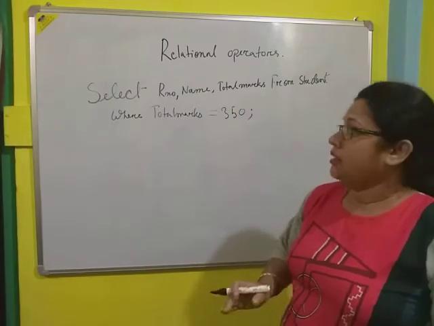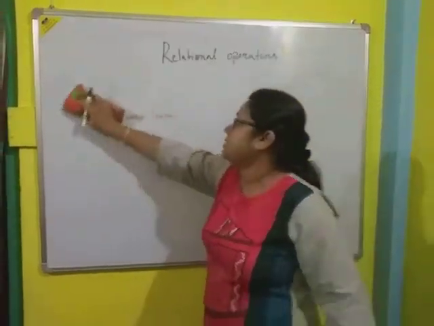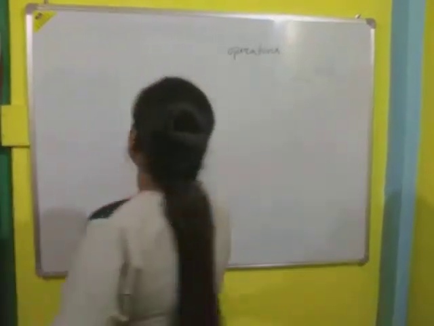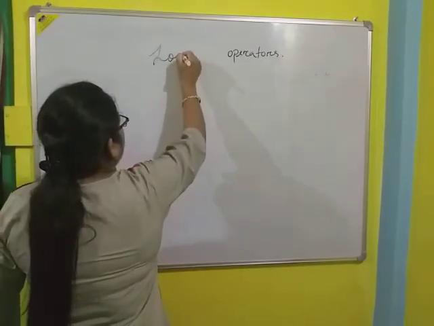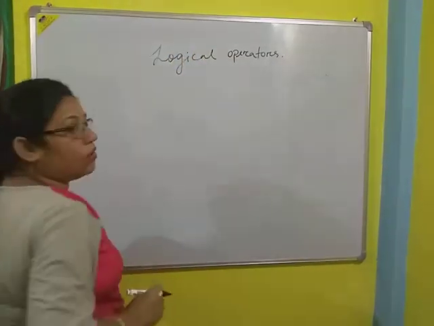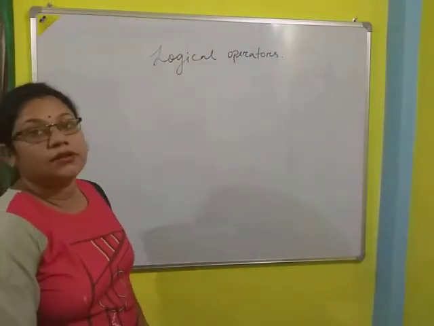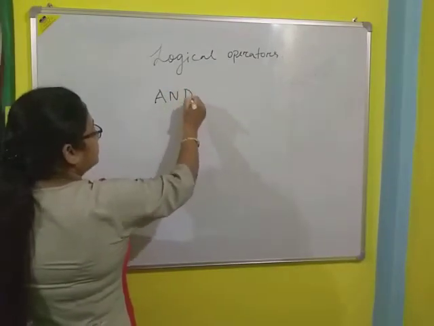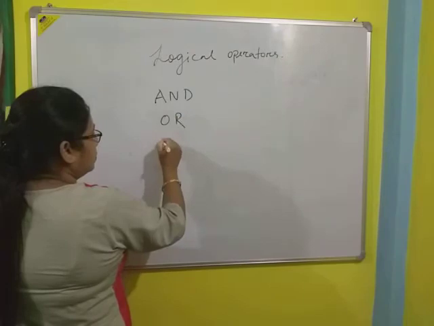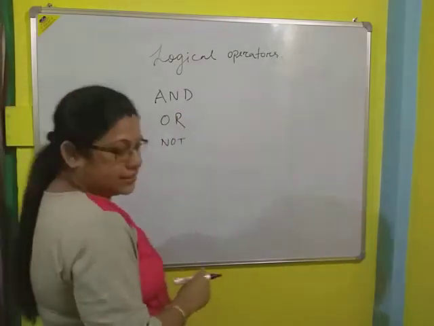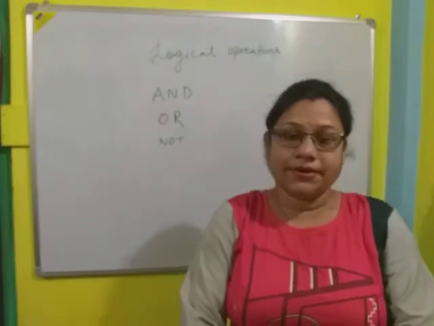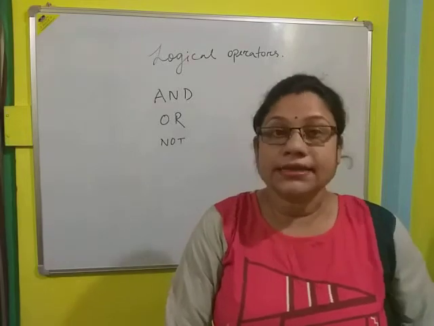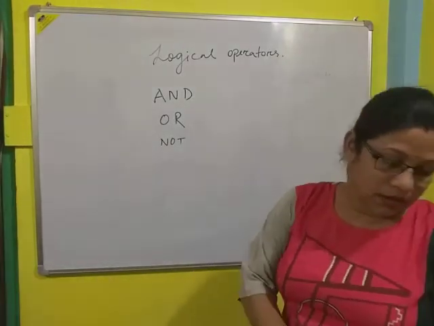Okay, next I am going to discuss another type of operator, that is known as the logical operator. There are 3 types of logical operators, that is AND, OR, NOT. So these are the logical operators available which can be used in MySQL statements.